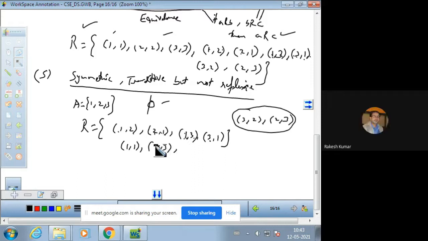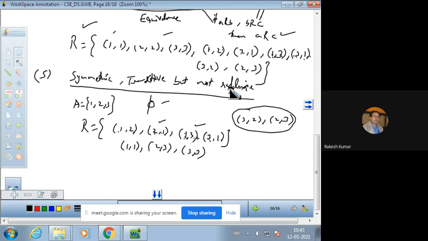And suppose I take (2,3) is there, (3,1) is there, so (2,1) is there, transitive property satisfied. And (1,2) is there, (2,3) is there, and (1,3) is there. Okay. Now this satisfies the transitive property. And one more thing, (3,1) is there, (1,3) is there, so (3,3) should be there. This makes the transitive properties satisfied.